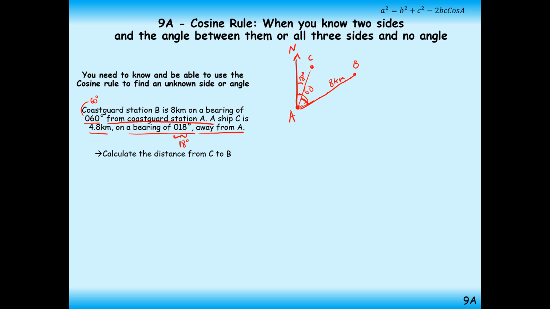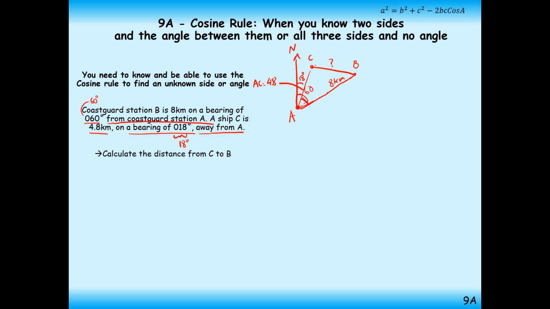We do know A to C is 4.8. So this is length A to C, 4.8, and length A to B is 8 kilometers. We've been asked to calculate distance C to B here. We want to know what is C to B.